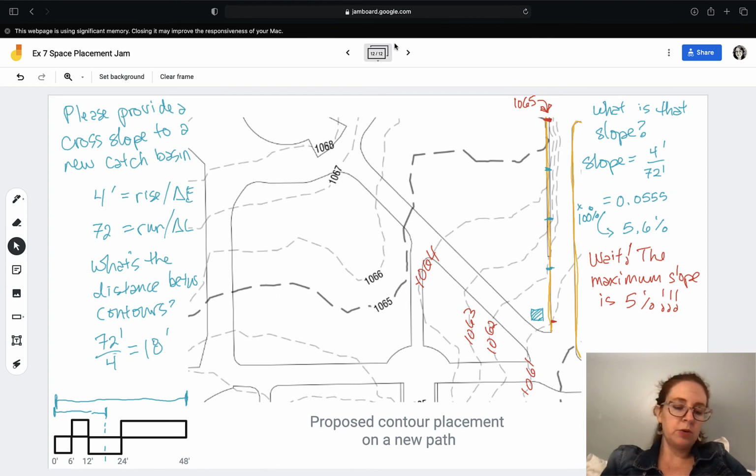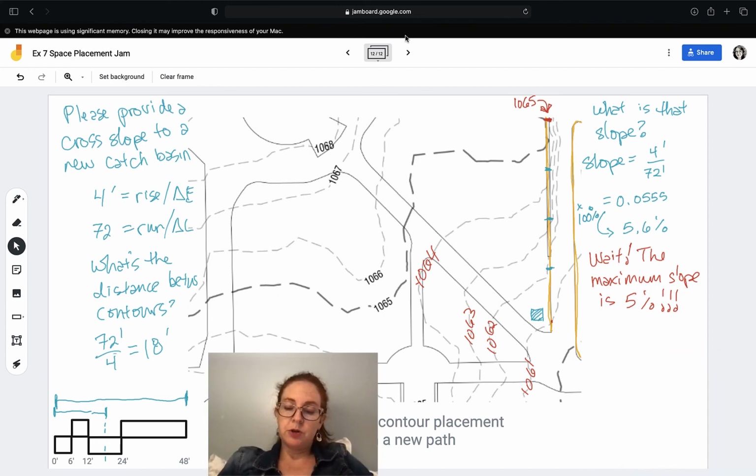So what I need to do is keep that placement of 1065 right here, and I'm going to know that this 1061 is flexible. I've actually got to determine that location. So I'm going to erase that for right now. Oh, let me bring my screen back. Okay, so now I have 1065, and I know I've got a change in elevation of 4 feet. That is not changing. But I can change the distance that we drop that 4 feet. And I know that my maximum slope has to be 5%. So what I need to figure out now is the run.